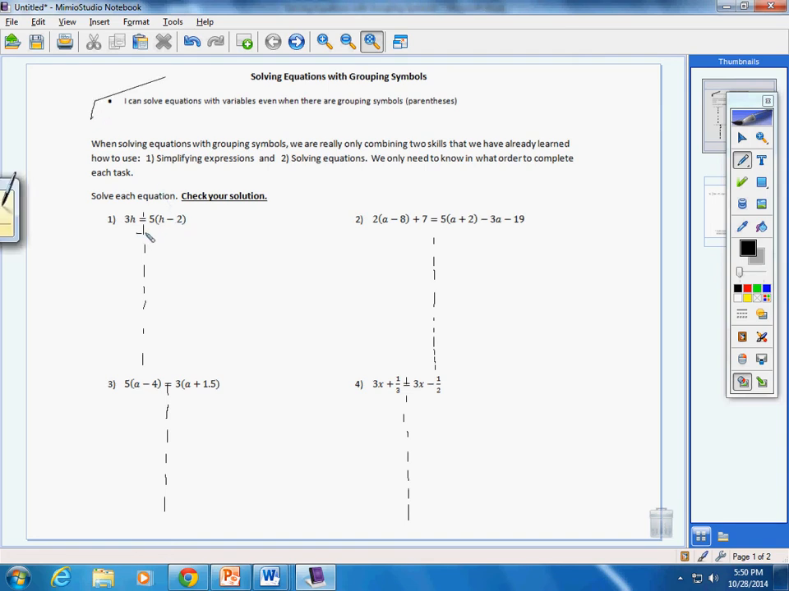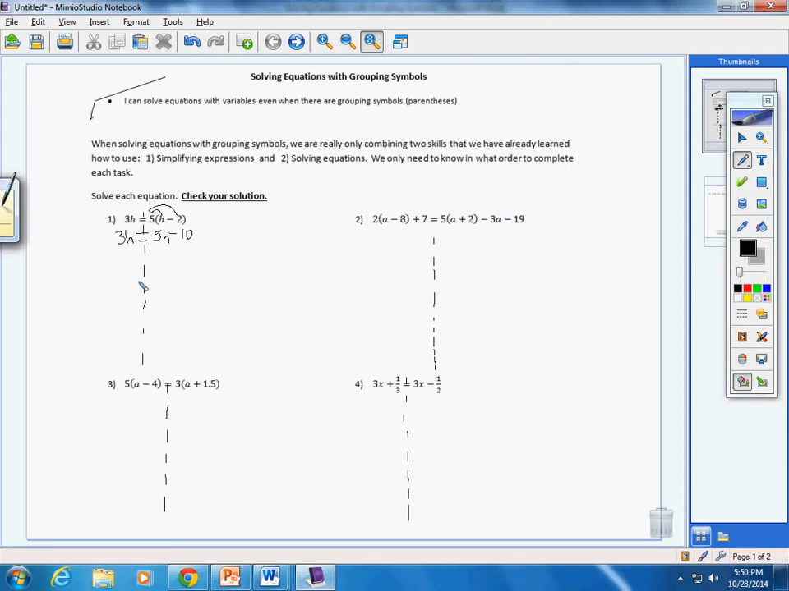Let's distribute so we can get rid of our parentheses. 5 times h and minus 5 times 2, which is 10. And of course, we have to bring down on the right side what we already have. So that's step 3. Number 4 says combine like terms on the left. There is nothing to combine. Step 5 says combine like terms on the right. There is nothing to combine.